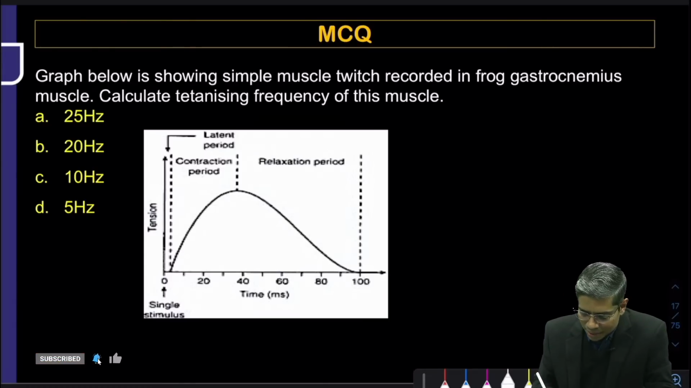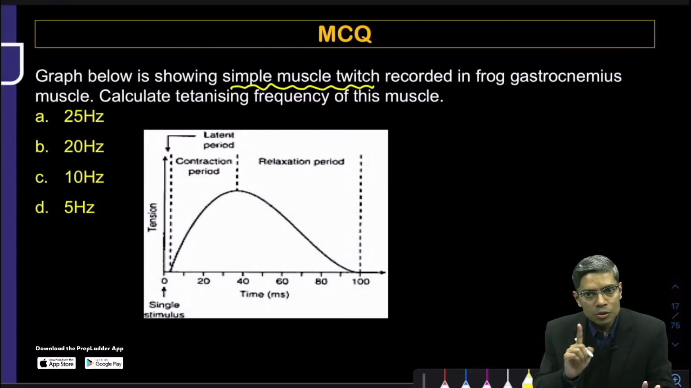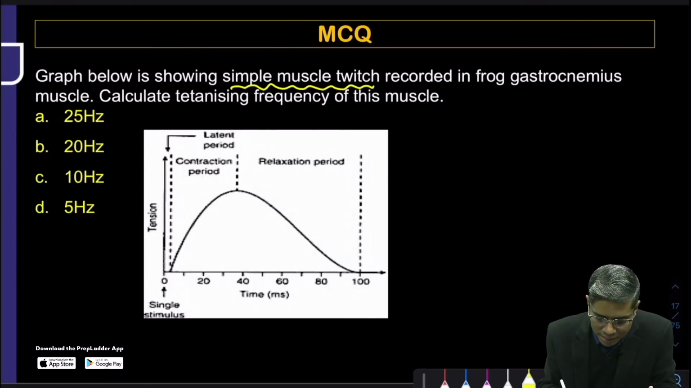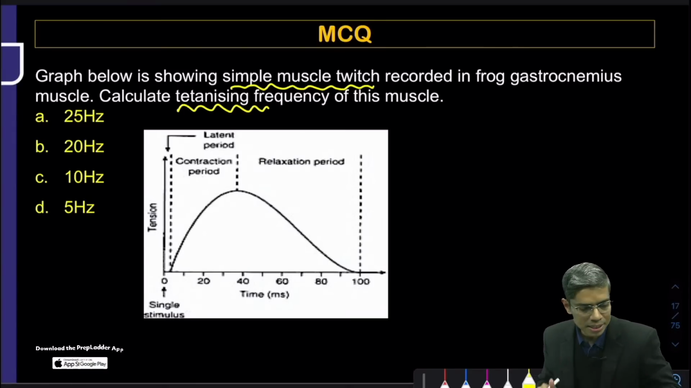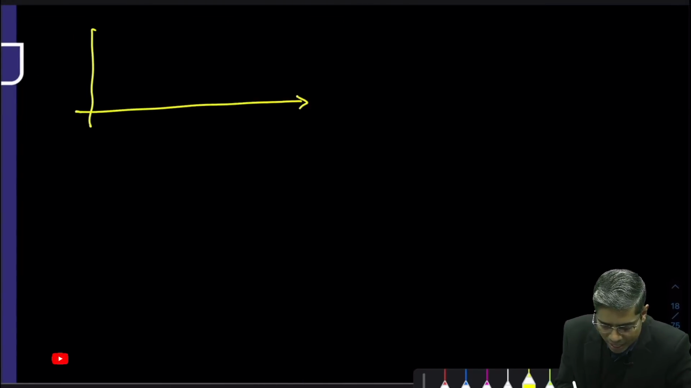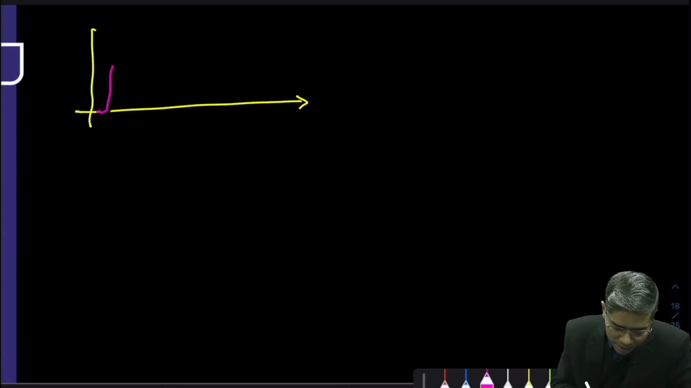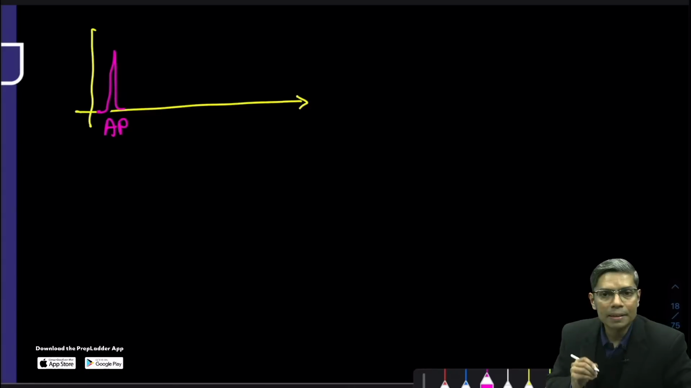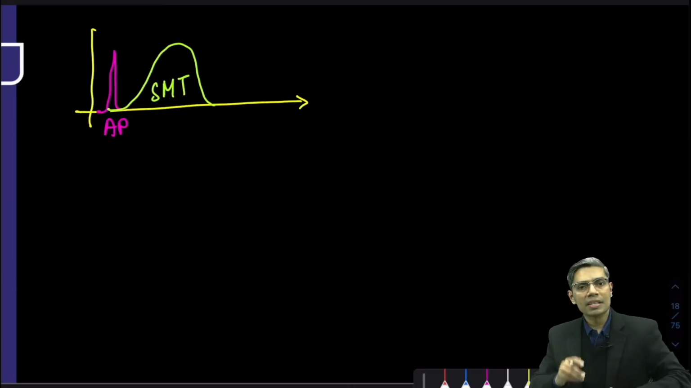Here the diagram given is a simple muscle twitch. I explained what a simple muscle twitch is, so you remember it. Now the second thing they are asking about is the tetanizing frequency. So I first have to understand what tetanization is. Everybody look at my board. If this is the graph, x-axis and y-axis, and I give a stimulus, there will be an action potential. After this action potential, muscle contraction and relaxation will happen. This is nothing but the simple muscle twitch. We have already understood this, right?